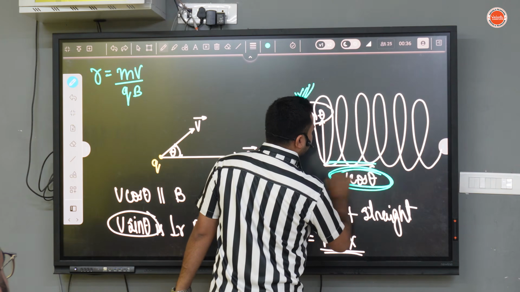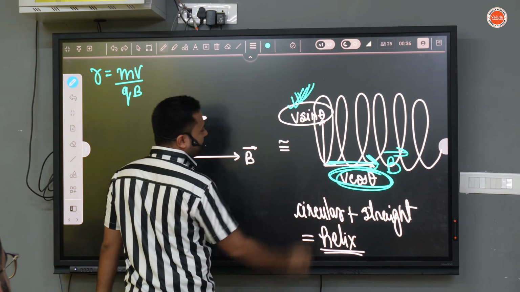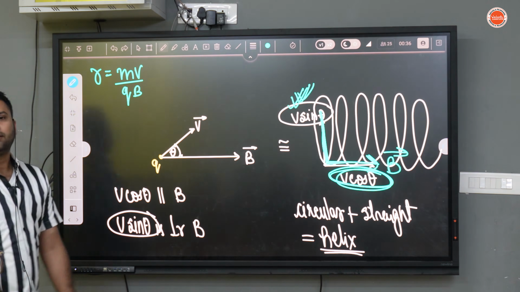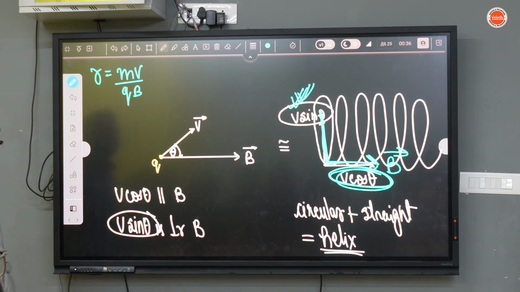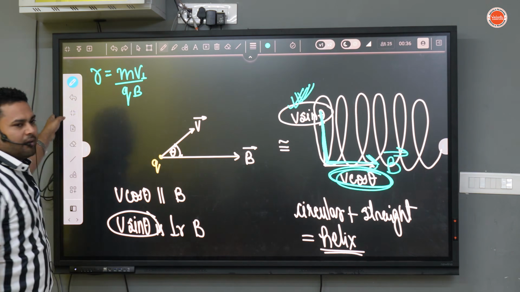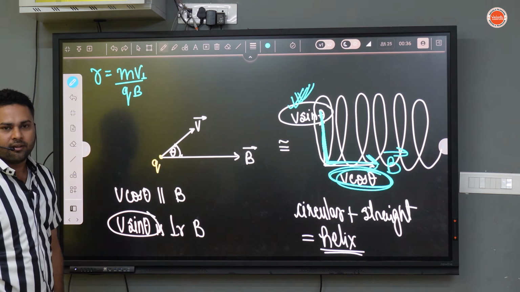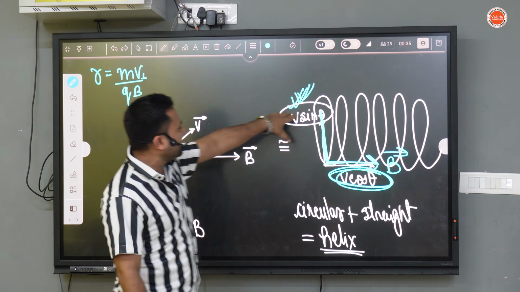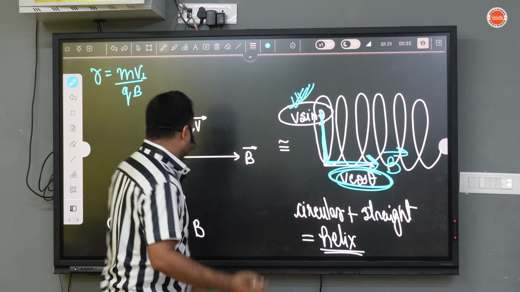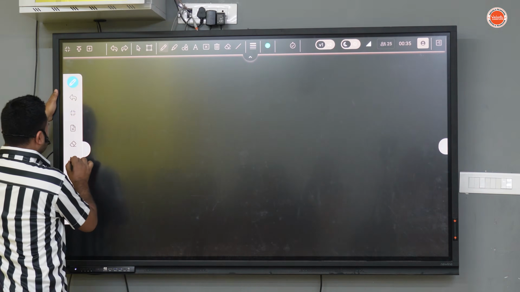This component is perpendicular to the magnetic field. Magnetic field in this direction, and this is 90 degrees, correct? So that's why I am making you write v perpendicular, because you won't get disturbed during the examination. Right now it must be clear that okay, v sin theta is there. Later on you will forget.